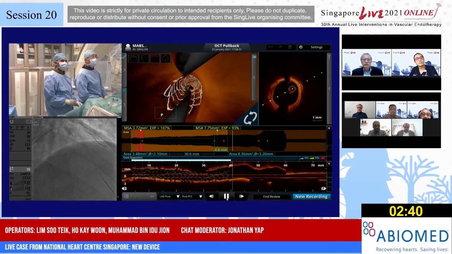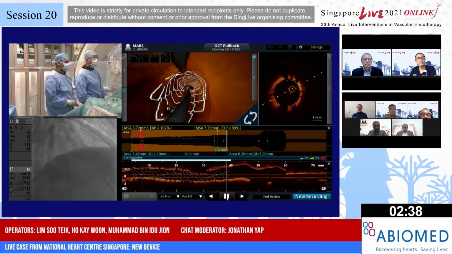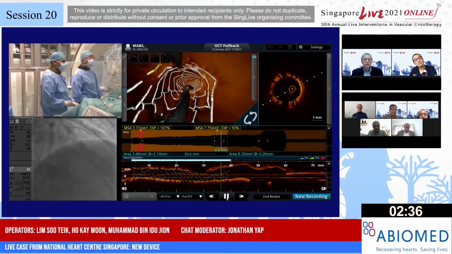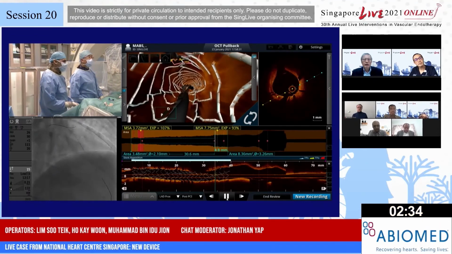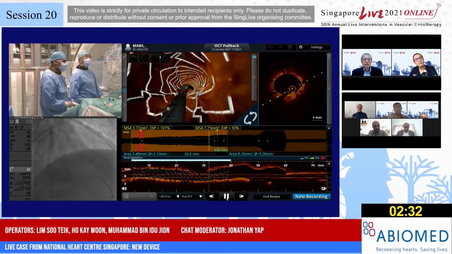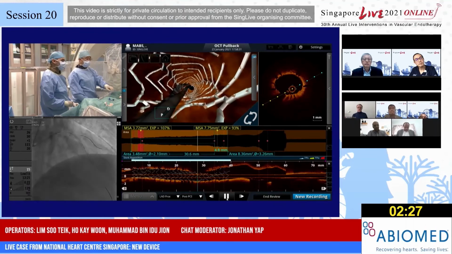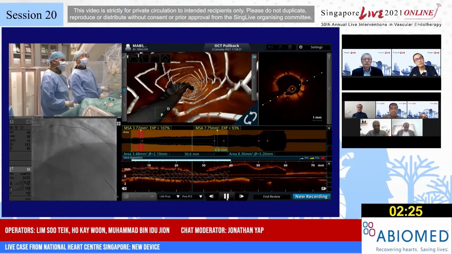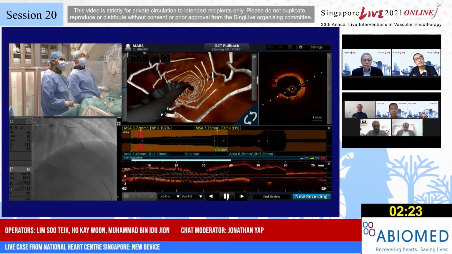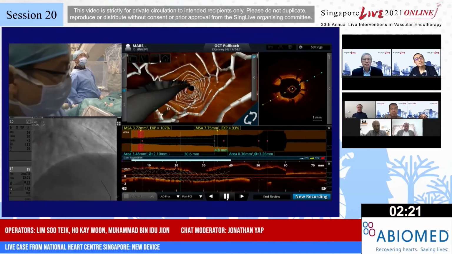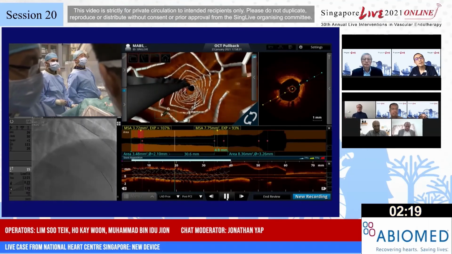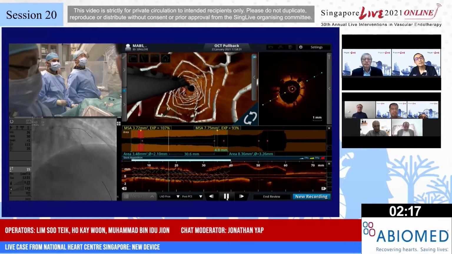We're trying to give you the fly-through view as well from the OCT. You won't be able to see the uncaging elements, unfortunately. You have on screen the fly-through view. Yeah, actually, on the appearance like that, it does look like the appearance of a metallic DES.